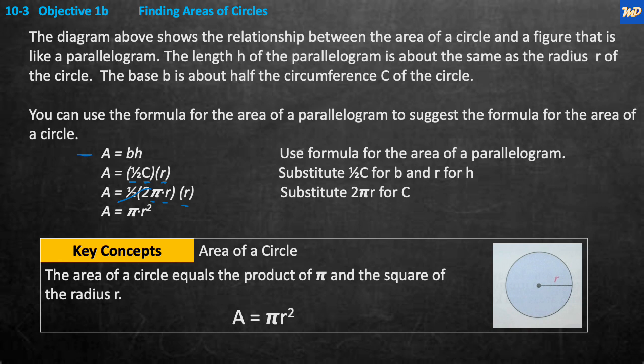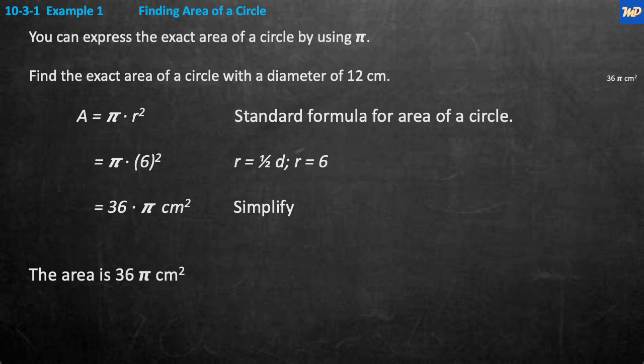So the key concept is the area of a circle. The area of a circle equals the product of pi and the square of the radius. So there it is, r squared. Right here, A equals pi r squared.